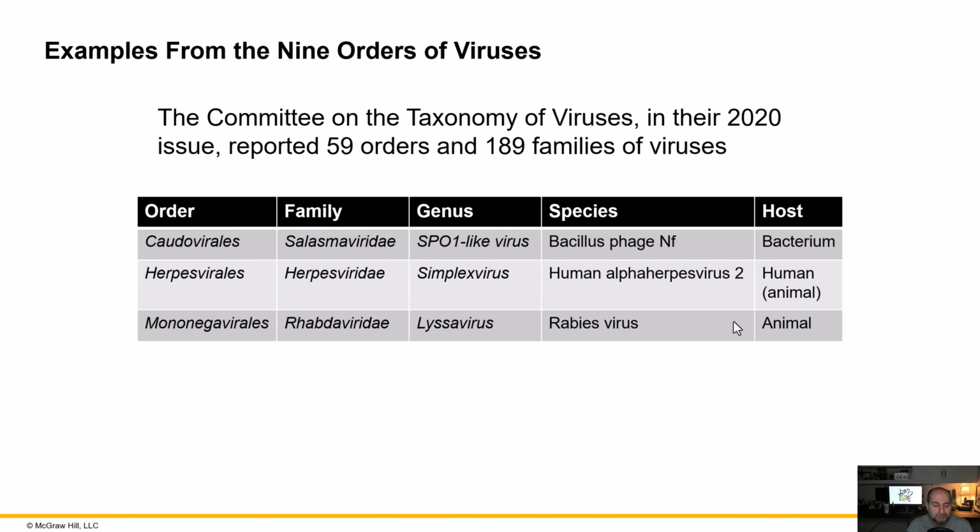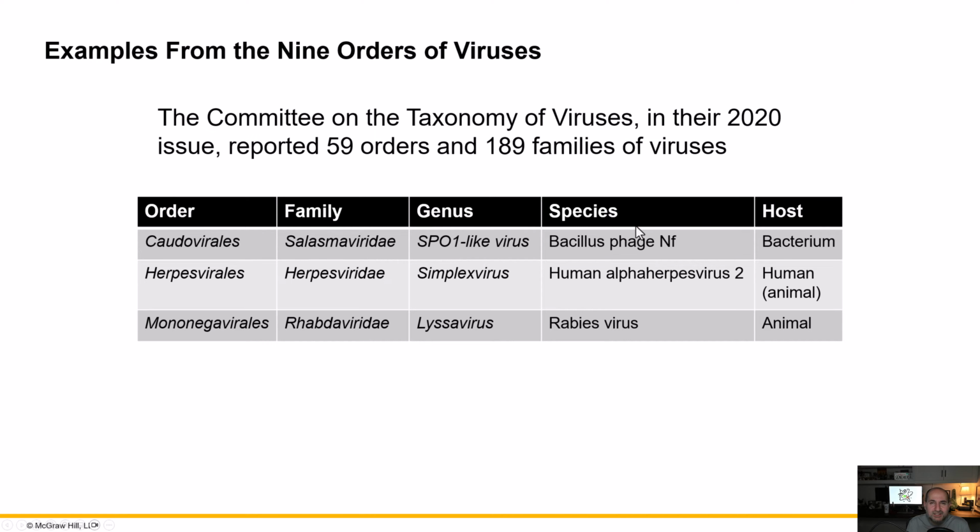Essentially, the Committee on the Taxonomy of Viruses, in their 2020 issue, reported 59 orders and 189 families of viruses. I much prefer the Baltimore system, to be frank. The Baltimore system groups viruses based on their genomes and how the genome is replicated, how the virus is replicated. Remember, there are 7 different classes of viruses according to the Baltimore system. However, the old system, which is run by the Committee on the Taxonomy of Viruses, tries to group viruses inside of orders, families, genus, species.